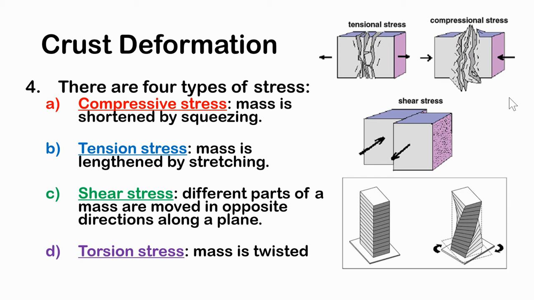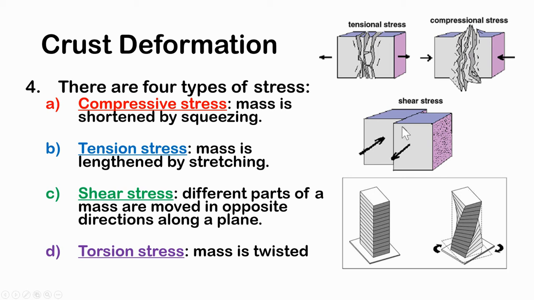The next type of stress is called shear stress. Okay, think about scissors, right? When you have scissors, you have the shears, right? That's another name for scissors. Each one of the blades, they move in opposite directions along the same area, right? The plane, the sharp edge. So shear stress is different parts of a mass are moved in opposite directions along a plane. And that is representative right here in the shear stress.